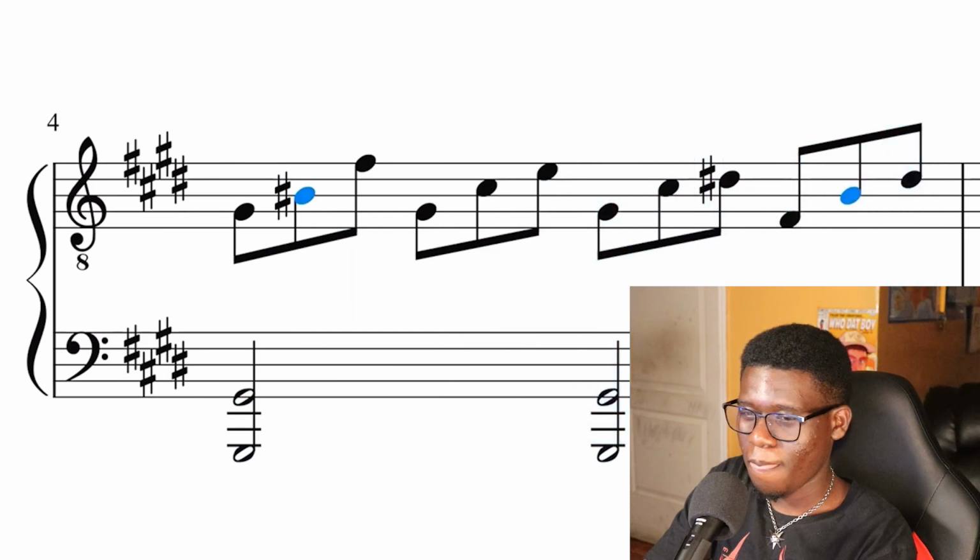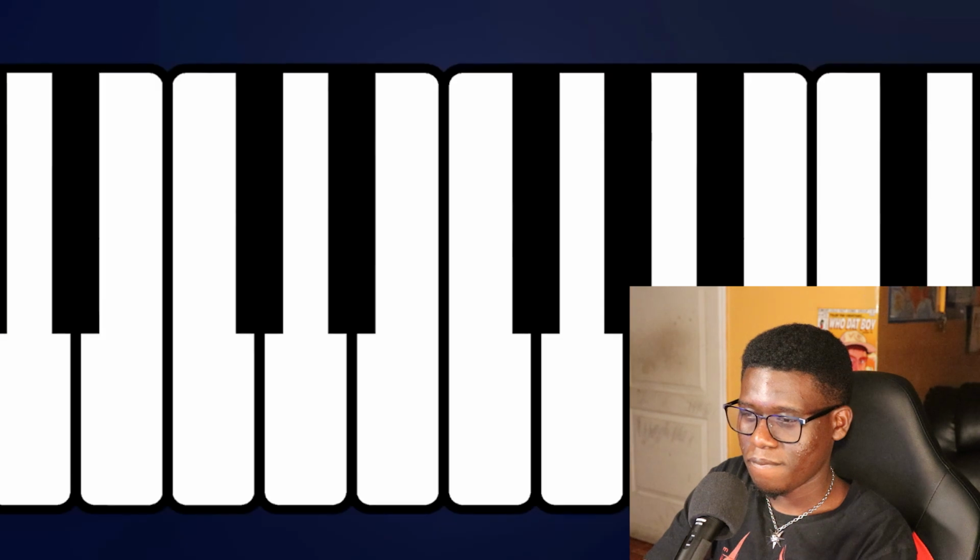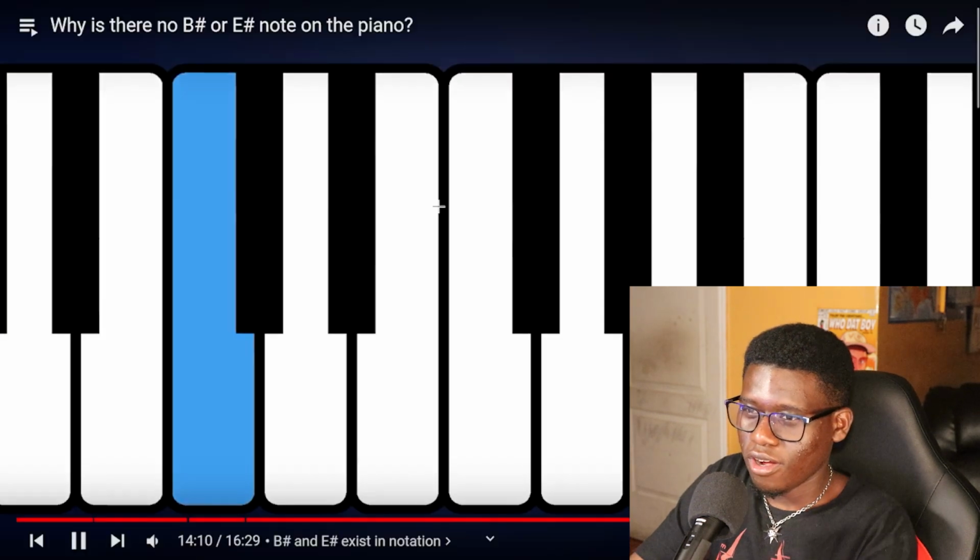So how are we meant to play these notes? Where do we find our B sharp note? Well, B sharp is actually just another name for C natural. Who would have thought? Who would have thought, right? It's so crazy. Why?